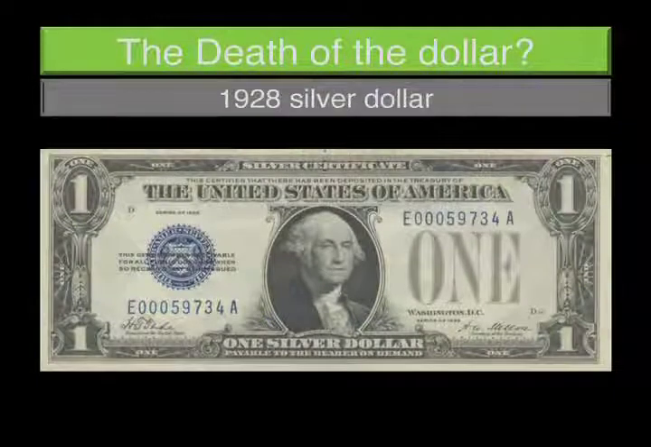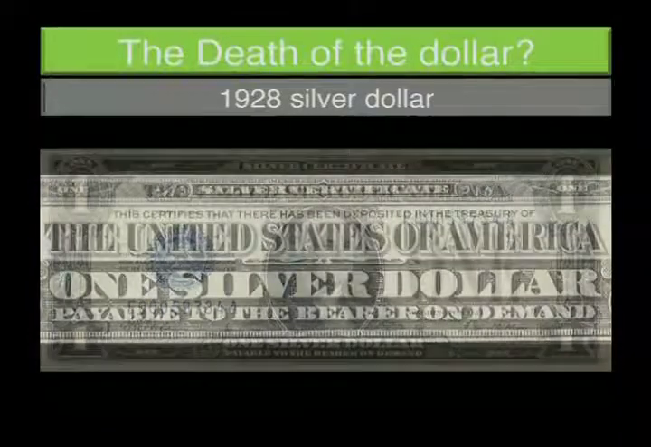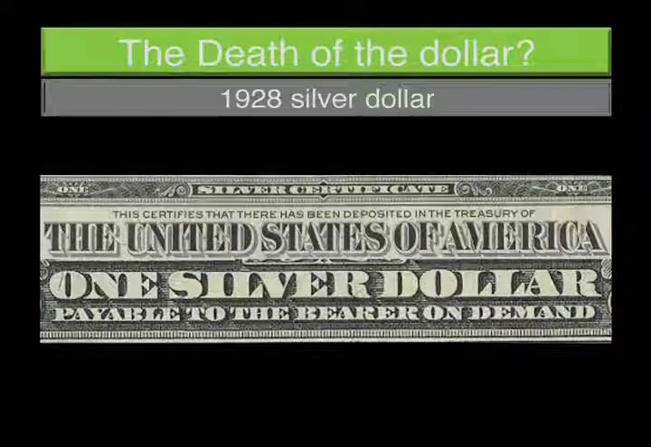In 1928, a silver dollar, or the dollar, actually looked like this. It had a silver certificate across the top of it. It said, this certifies that there has been deposited in the Treasury of the United States government one silver dollar payable to who? To the bearer, to the owner, upon demand. So if you got tired of your government and said, I don't trust this government, you could take that down and convert it into silver.